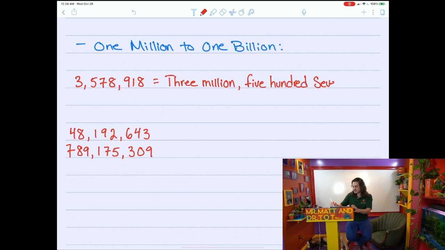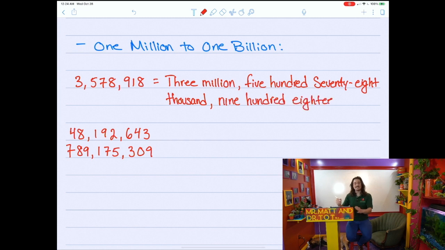Notice the hyphenation between the 70 and the 8, and that's in the thousands, comma, 918. Now notice here, 18 is one of those distinct number names between 10 and 20. It doesn't carry a hyphenation in its name. It has its own unique name. So 18 would not be hyphenated.